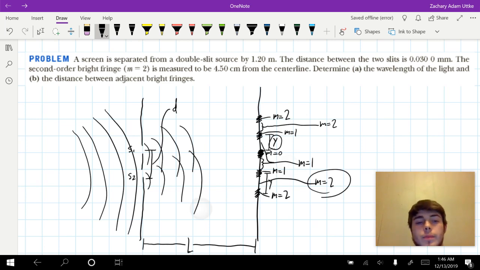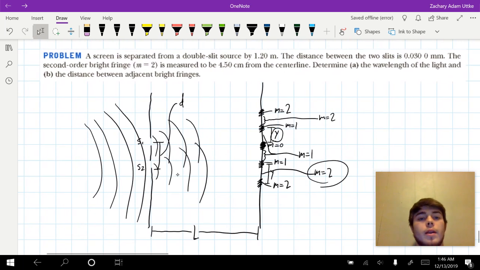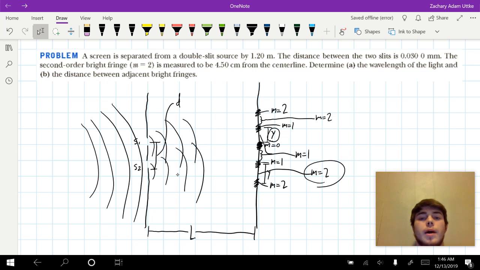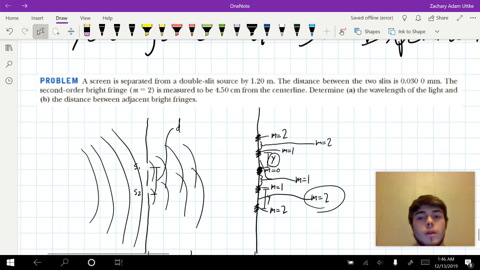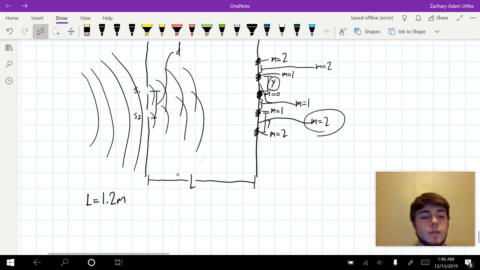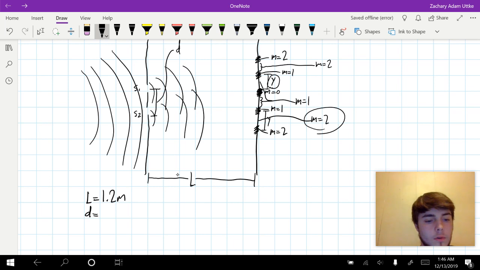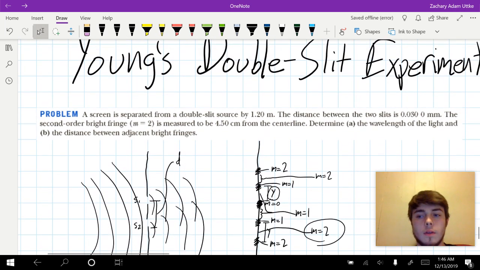So let's look at this problem. We have a screen separated from a double slit source by 1.2 meters. So that gives us L: L equals 1.2 meters. The distance between the two slits is 0.03 millimeters. So d equals 0.03 times 10 to the negative third meters. So a very small distance between the slits.